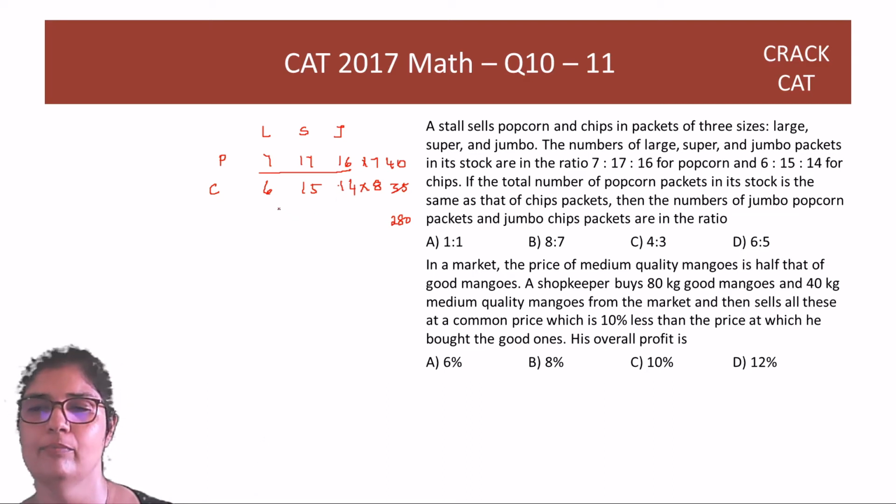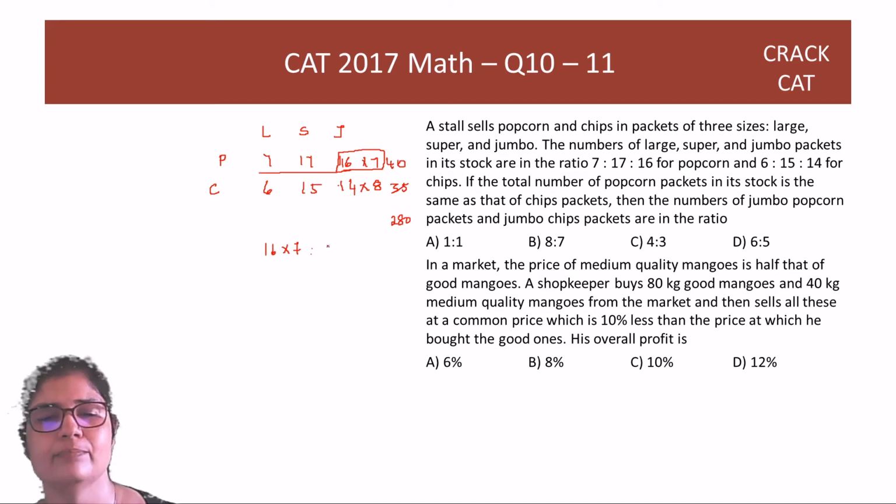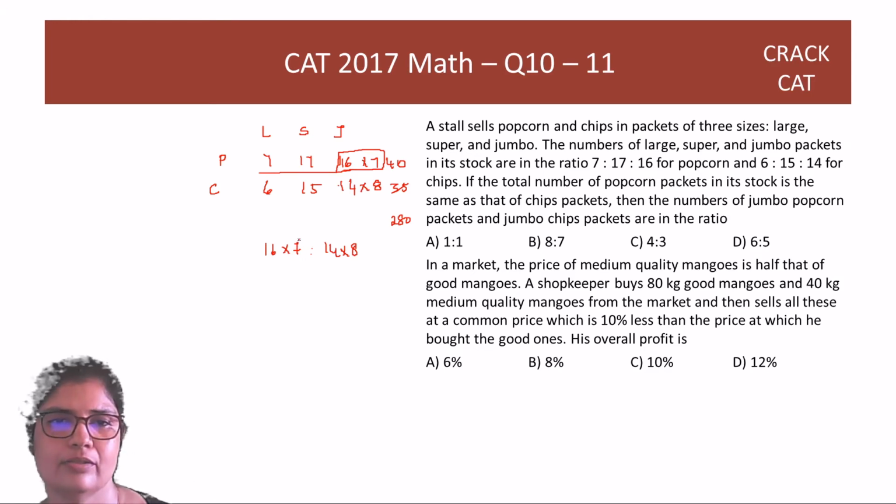Then I want the ratio of the number of jumbo popcorn packets and jumbo chip packets. So 16 into 7, correct, are the number of jumbo popcorn packets, because I'm going to multiply the whole thing with 7, right? And the chips is 14 into 8 because I'm going to multiply the whole thing with 8. So now if I just do some cancellation, this is 2 and this is 8 gone, and 7 into 2 and 14 gone, the ratio is 1:1. Option A.